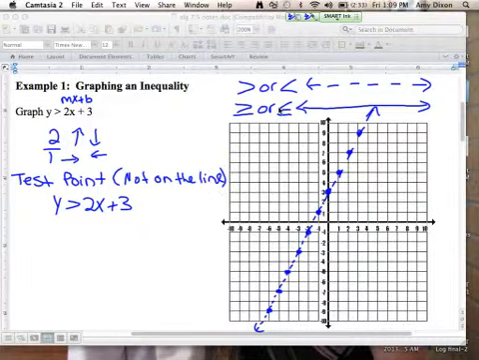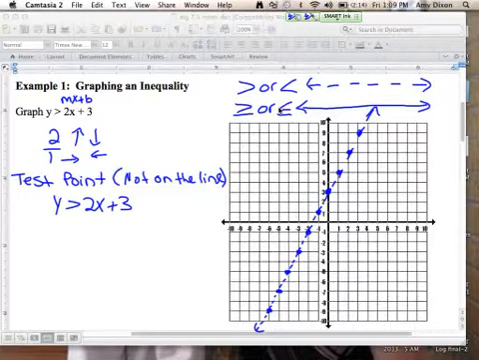Okay, so for your test point, you have to pick a point that's not on the line. And let me just tell you a hint here. 0, 0 is a really easy point to test because anytime you do operations with 0, a lot of times you're canceling stuff out because 0 times stuff is 0. So 0, 0 is an excellent point to test as long as it's not on your line. If it's on your line, you got to test something else.